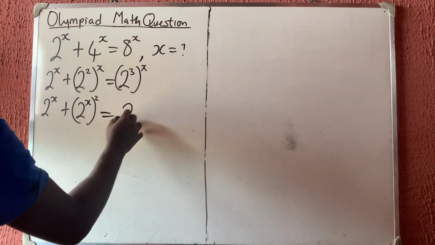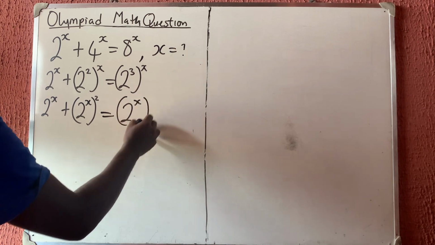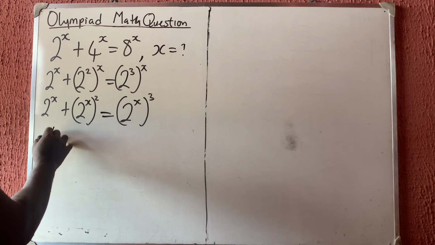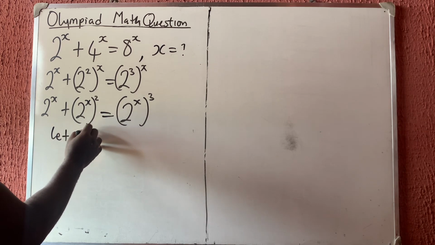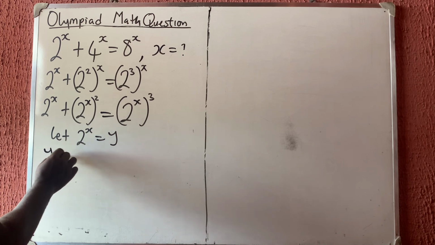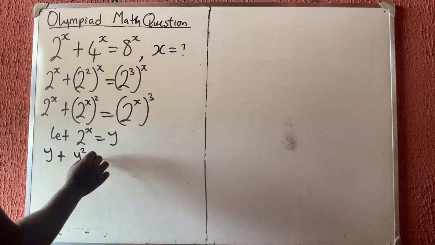So do the same thing here. 2 raised to power x all raised to power what? 3. Now they are the same. Immediately they are the same, you say let that 2 raised to power x be equal to y. So anywhere I see 2 raised to power x, I will just put y. So this is now y plus y squared is equal to what?